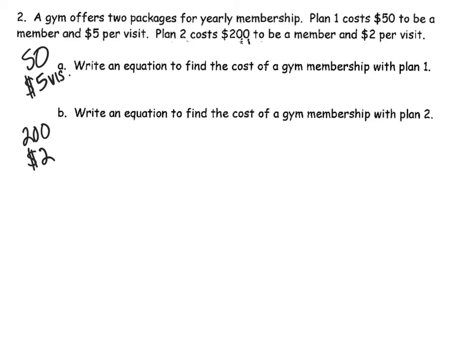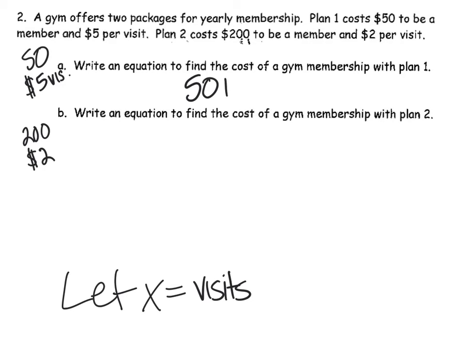Okay. So now, I don't know what X is going to be. What should X be? Let X equal visits that you go. Days that you go. How many visits? Okay. A, write an equation for the gym for Plan 1. Plan 1 is the 50 and the 5. What expression would I write for Plan 1? 50 plus 5x.